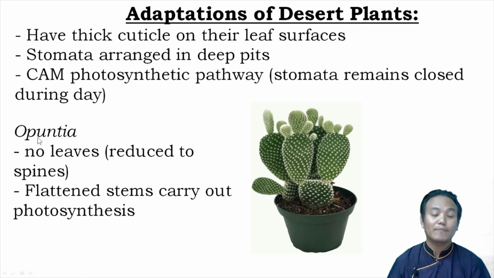We can take the example of Opuntia, which is a cactus, right? Opuntia is a desert plant. So Opuntia does not have leaves. Their leaves are reduced to spines, which means there won't be any transpiration loss of water. Okay, and their stems are flattened, and the stems carry out the photosynthesis process. Right? So these are the adaptive features of desert plants.